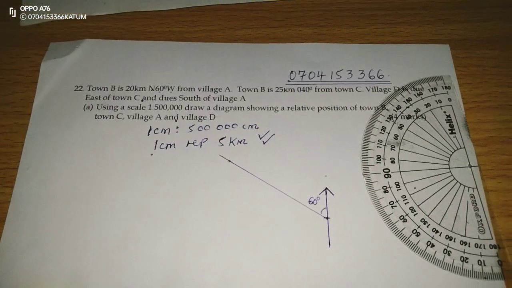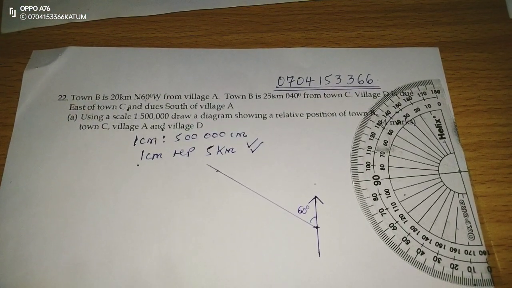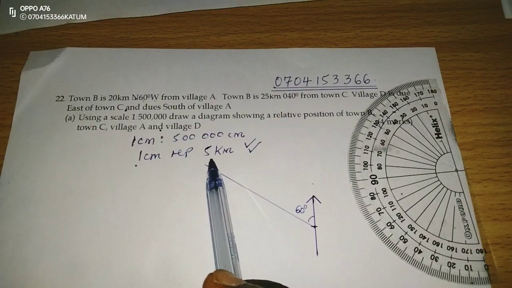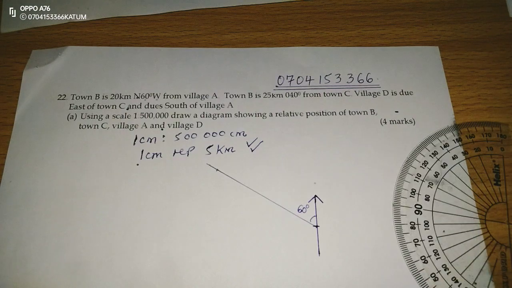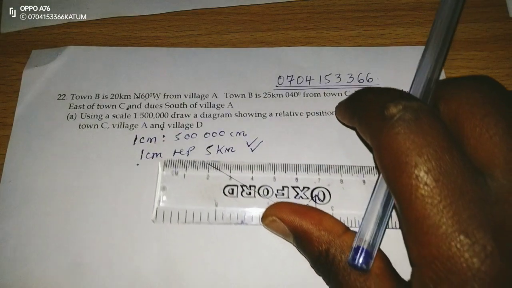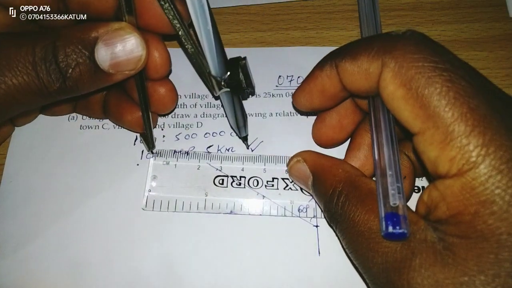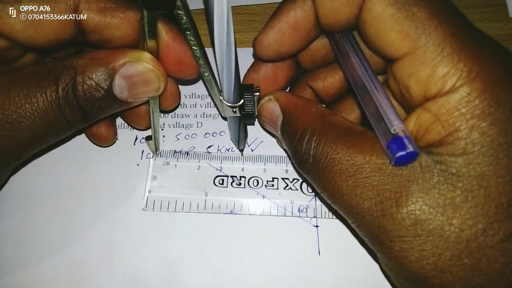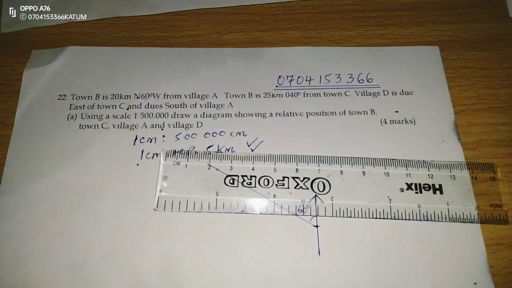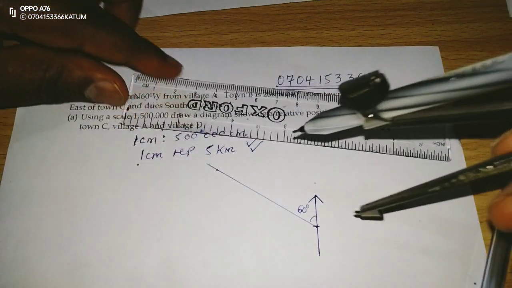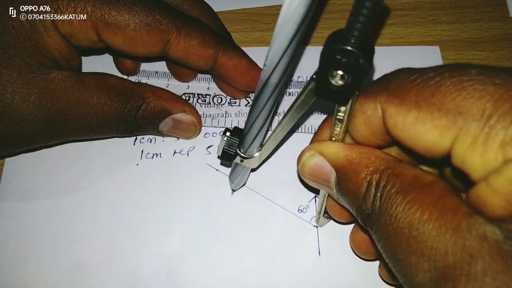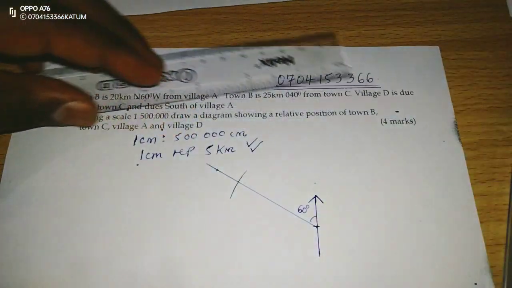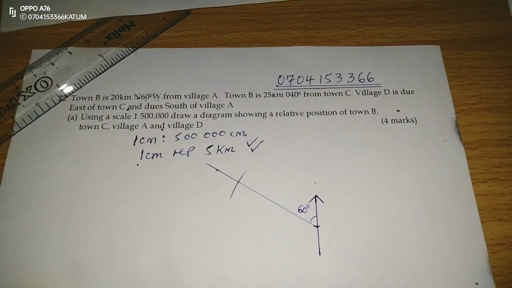Something else which is supposed to be interpreted in the scale: now you say that 1 centimeter represents 5 kilometers. Therefore, 20 kilometers will be represented by, when you divide by the scale, 20 divided by 5, we get 4. Therefore, instead of 20 kilometers, I'll measure 4 centimeters. So standing at the 0 mark, I measure 4 centimeters. Then I need to make an arc using the 4 centimeter radius. So that will give us where B is.